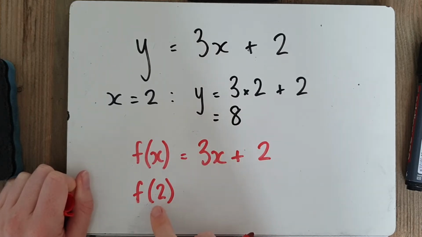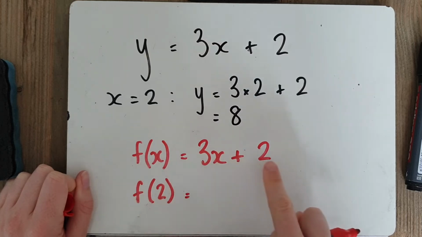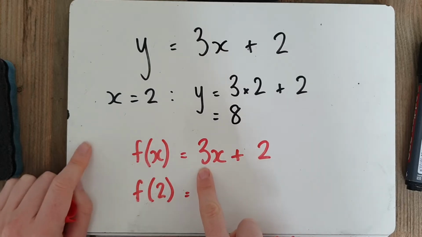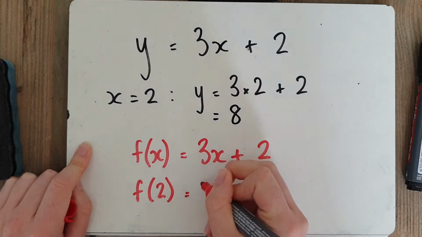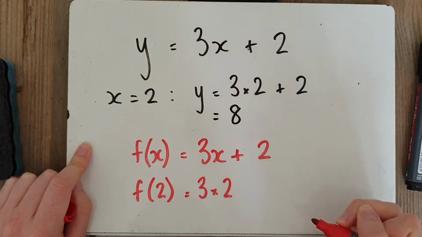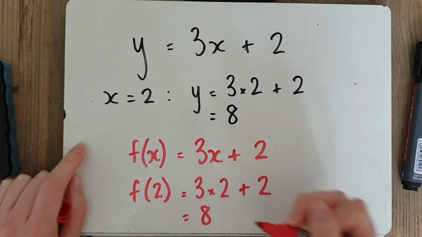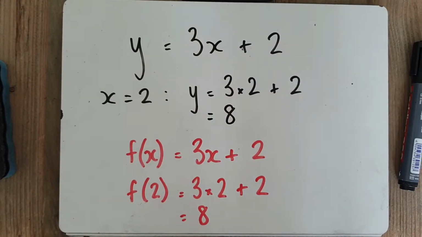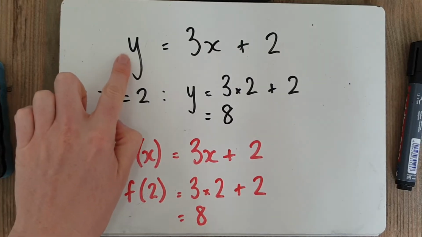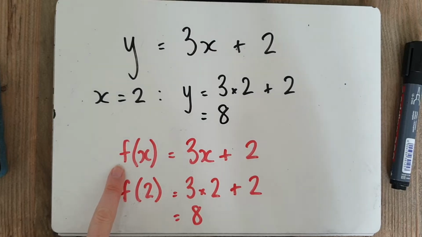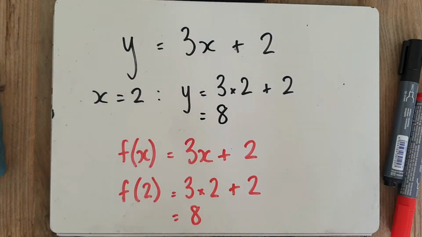So what happens here is wherever I had x in the original function, I'm going to replace it with 2. Because this function takes whatever is in the brackets and multiplies it by 3. So I'm going to take whatever's in the brackets and multiply it by 3. And then it adds 2 to that. So you can see we get the same thing, it's just different notation. Here, y is a function of x because it's in terms of x. Here we've called it f of x instead of calling it y, and that's the only difference.